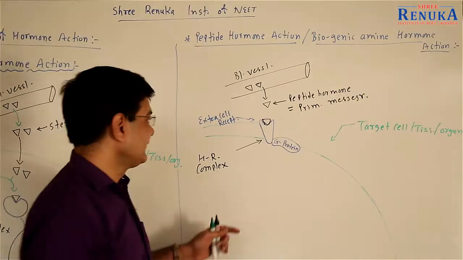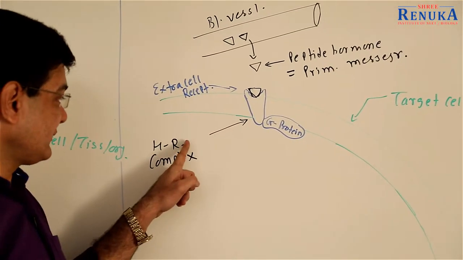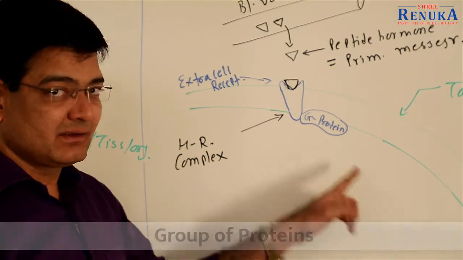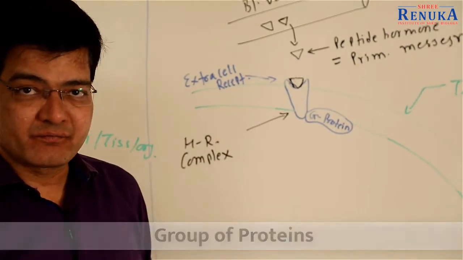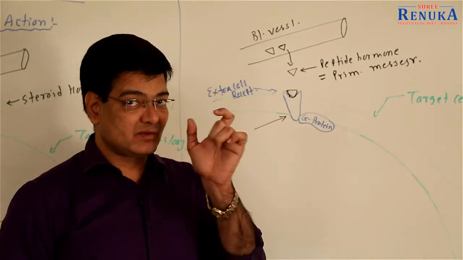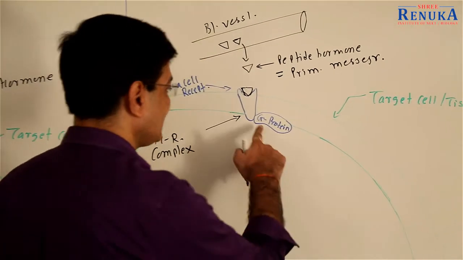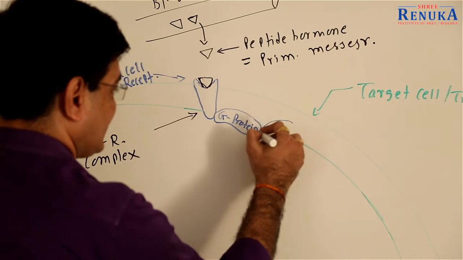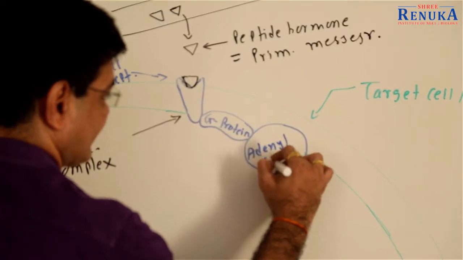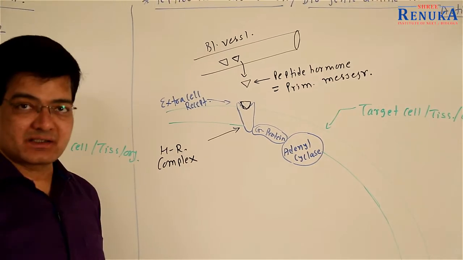Now remember that as soon as this primary messenger binds with the extracellular receptor, it forms the hormone receptor complex, and this hormone receptor complex activates the G protein, and these are a group of proteins. Alfred Gilman was the scientist who identified this group of proteins, which contains subunits called alpha, beta and gamma. Now this G protein activates adenyl cyclase. Adenyl cyclase is also present on the inner side of the target cell.